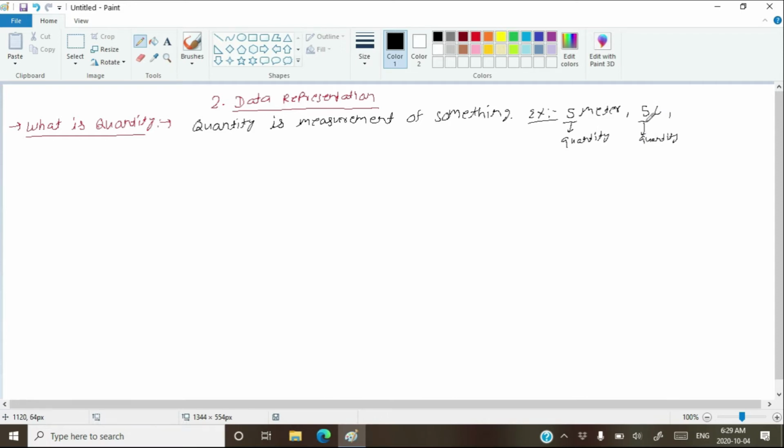The numeral amount which you use to measure something is called quantity. So here in this case, 5 is the numeral amount of volume. We have 5 liter. We have 10 kg. So 10 is the numeral amount of mass. So all these numeral amounts are called quantities. Quantity is measurement of something. But how do you express quantity? You can write here: quantities can be expressed using number systems.